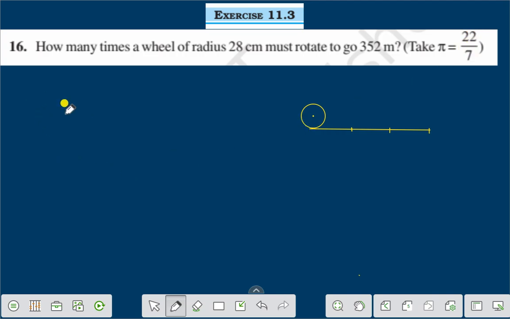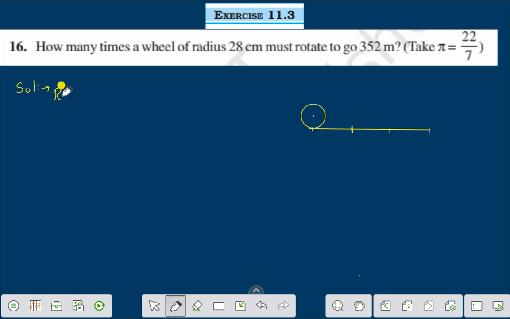Here you see that in one rotation, suppose this is the wheel. In one rotation, it will go the distance of one circumference. Suppose up to here, in one rotation, that is equal to the circumference of the wheel, right?